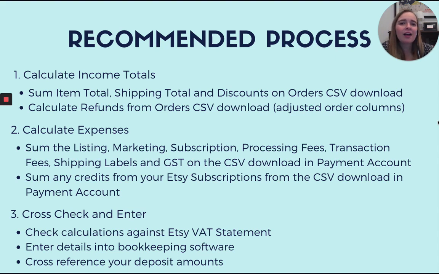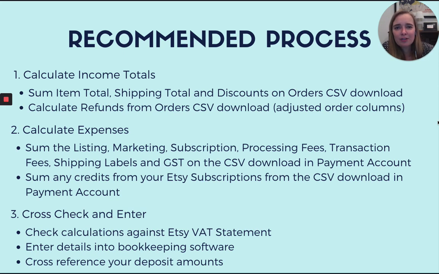So what are we going to do with all this information? Now I've put together what seems like a long process, but this really should get you to the information you need for bookkeeping. So my recommendation, first calculate your income total. Now this shouldn't be after any fees. This should be the total that you were entitled to before Etsy started taking out their fees. So we want the item total. Personally, I also like to have the shipping total separate, and then any discounts on orders. And I personally get this from the orders CSV download. Then I'm going to calculate any refunds using that adjusted order column from the same spreadsheet, from the orders CSV download, the second option in the download list.